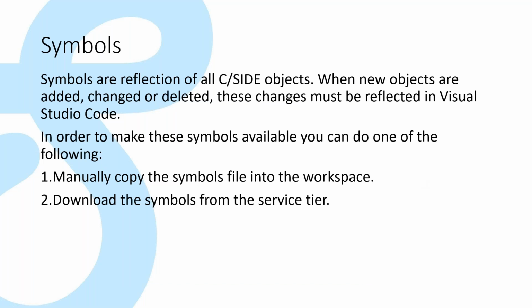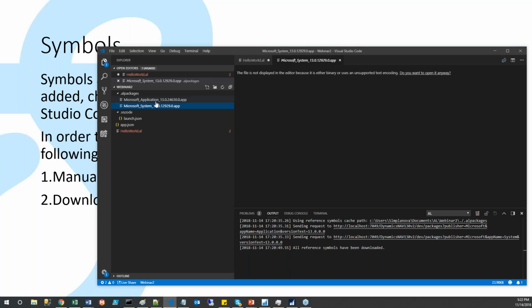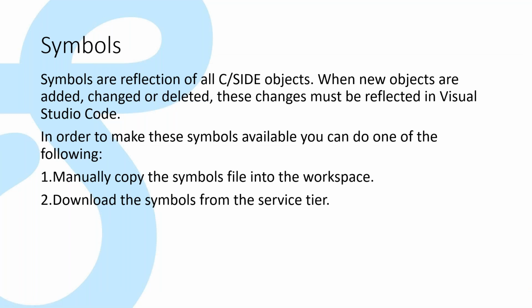So what are those symbols that we were talking about? Symbols are basically a reflection of all the client-side objects. So when new objects are added, changed, or deleted, these changes must be reflected in Visual Studio Code. So in order to make these symbols available, you can do one of the following. You can manually copy the symbols file in the workspace. As I showed you the files, these are the symbols files. So we can copy those and move it to another workspace. Or we can download the symbols from the service tier, just what we did.